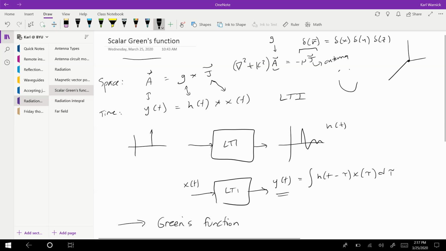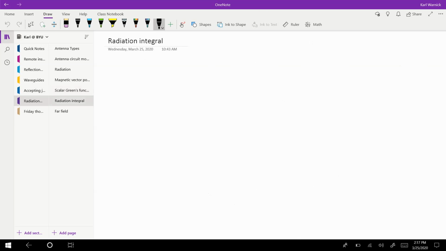Okay, so now let's do something with this. First of all, what is the Green's function? It turns out that the Green's function for space, the scalar Green's function, is G, and we're going to need some complicated variables here. I'll explain these in a minute. G of r, r prime is equal to e to the minus jk times the distance between r and r prime, which we'll represent with the vertical bars, divided by 4 pi times the magnitude of r minus r prime.